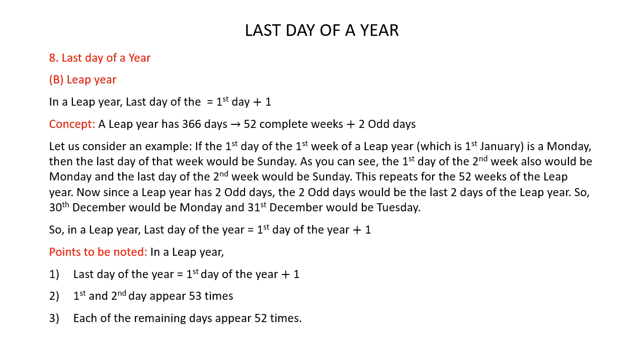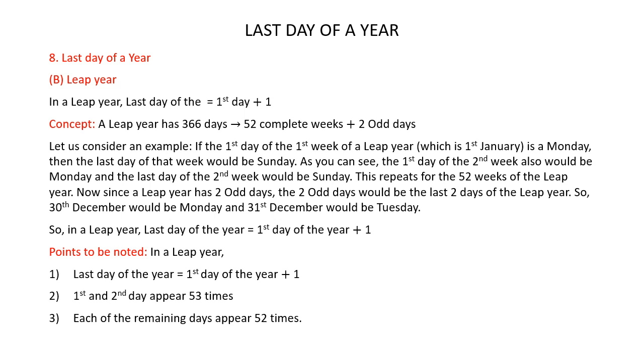So clearly you can understand that in a leap year, the last day of the year is equal to the first day of the year plus 1. First and second day appear 53 times. Each of the remaining days appear 52 times. So here, understand the difference between the concept of the last day of a year for an ordinary year and a leap year.